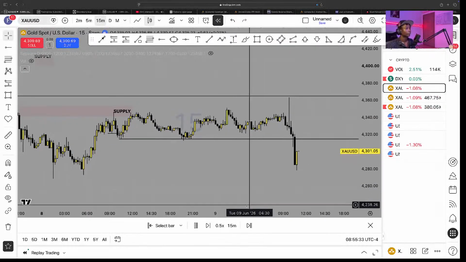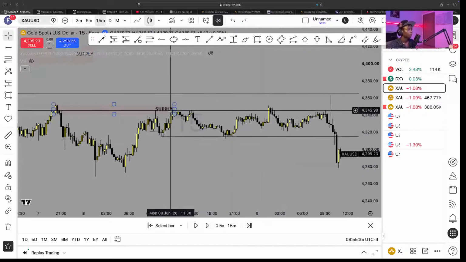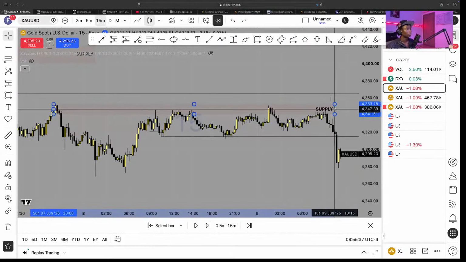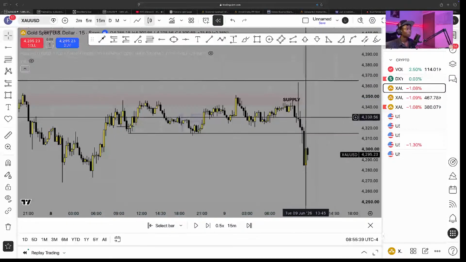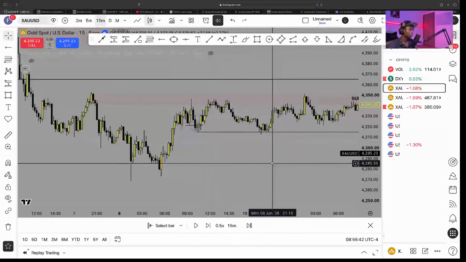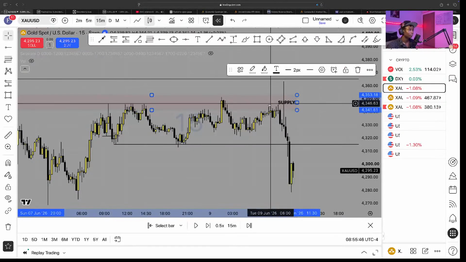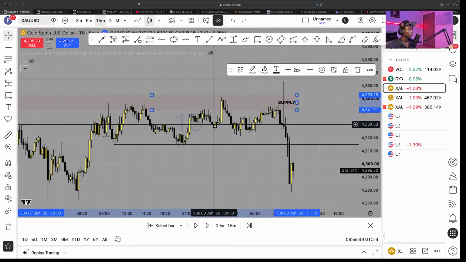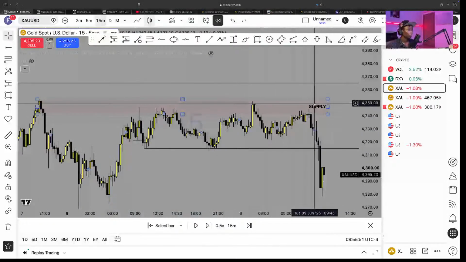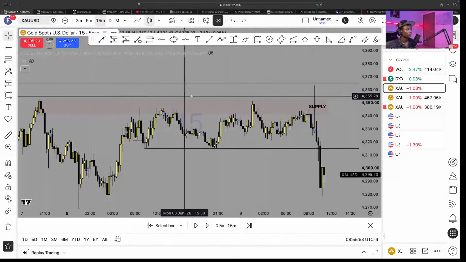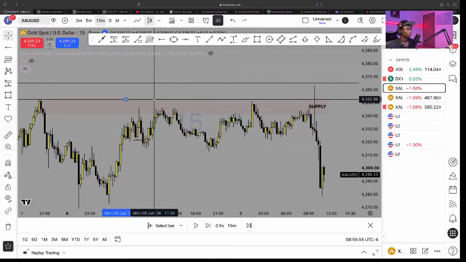Yeah, so now we have... see what gold always tends to do. Before gold moves in your direction, it always likes to sweep. Gold likes to sweep. See how gold takes liquidity.